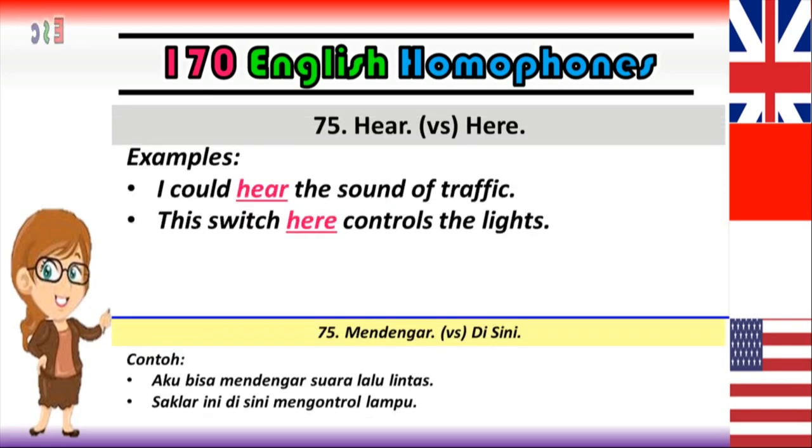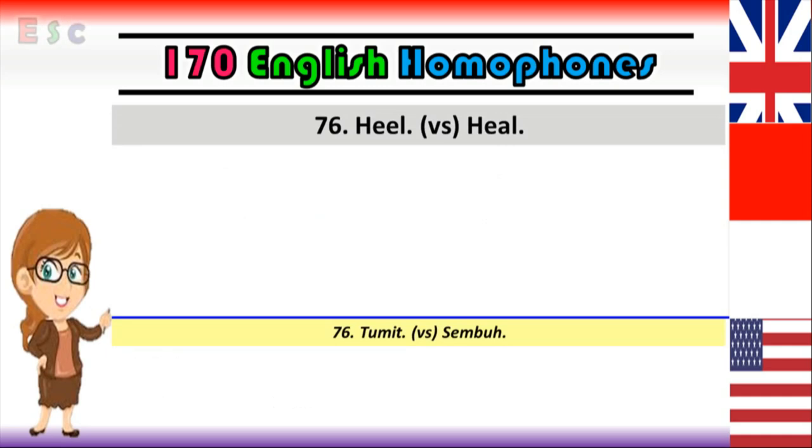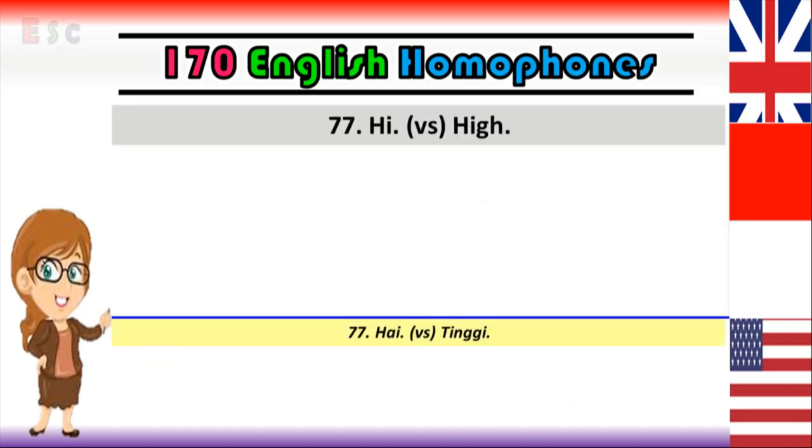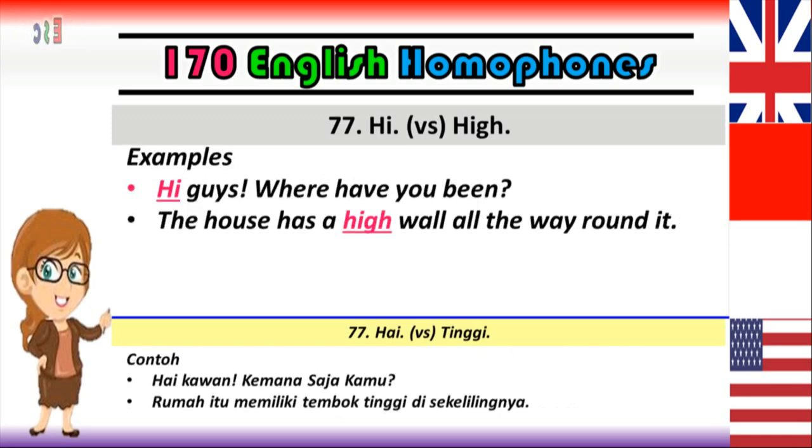75. Hear versus here. Examples: I could hear the sound of traffic. This switch here controls the lights. 76. Heel versus heal. Examples: the sergeant clicked his heels and walked out. This will help to heal your cuts and scratches. 77. Hi versus high. Examples: Hi guys. Where have you been? The house has a high wall all the way around it.